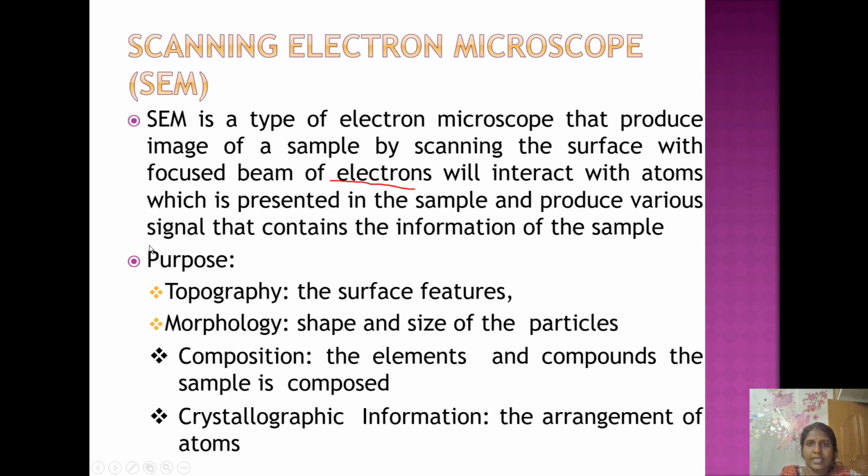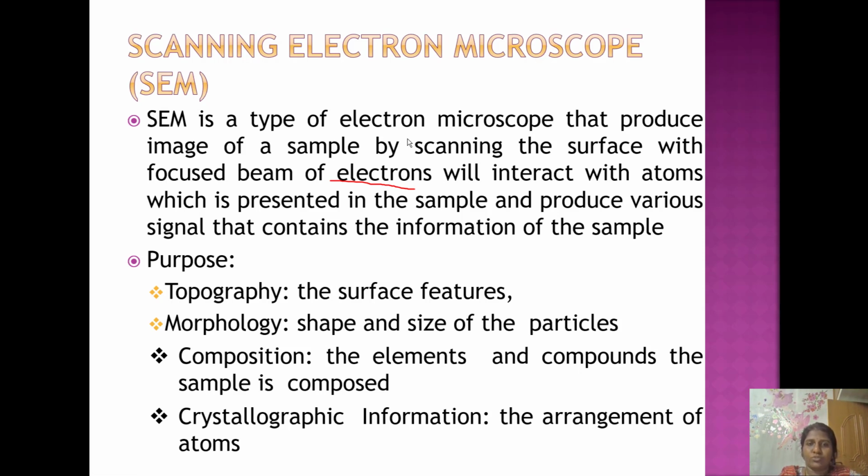The next one is the scanning electron microscope. SEM is a type of electron microscope that produces an image of a sample by scanning the surface with a focused beam of electrons. The electrons interact with the atoms of the sample and produce signals that contain information about the sample.